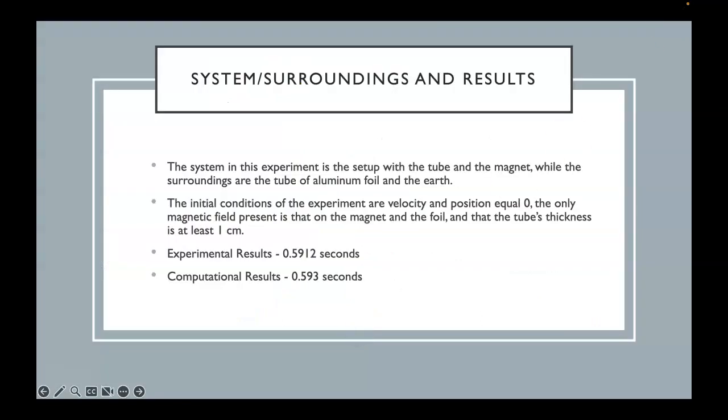So the system in this experiment is a setup with the tube and the magnet itself, while the surroundings are the tube of aluminum foil and the earth. Some of the additional conditions in the observations that we made in this experiment were that velocity and position both equal 0, that the only magnetic field present is that of the magnet and the foil, and that the tube's thickness is at least 1 centimeter.